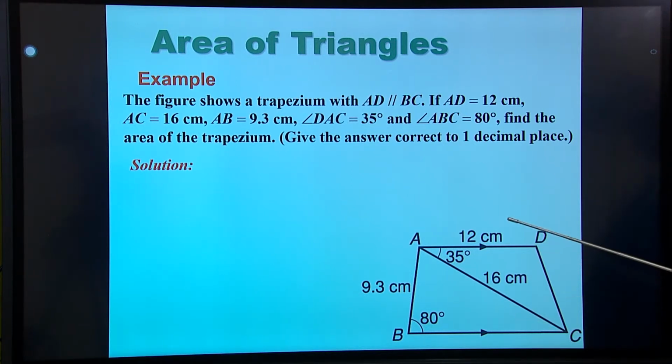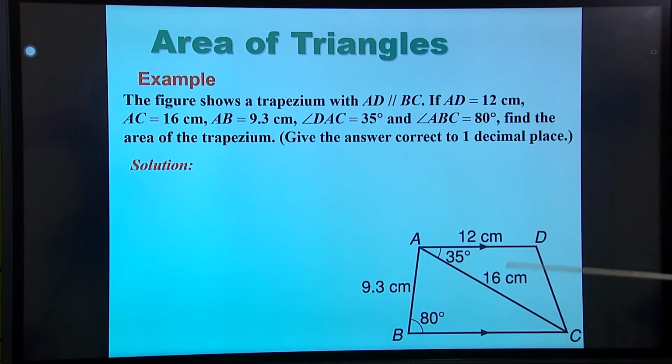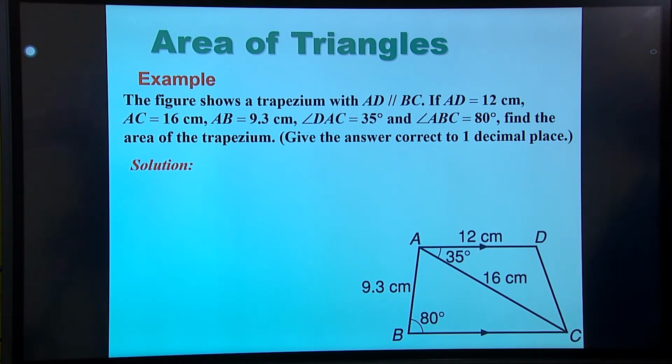But if I look at this, I've got the two sides and the included angle. That's a triangle, so I can use the area formula. If I look at this triangle, ABC, that is not an included angle. So I need to find out the angle at A. Then I can use that area formula and add the two triangles. So how do I find angle A?